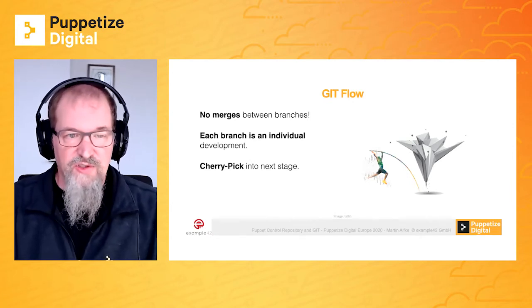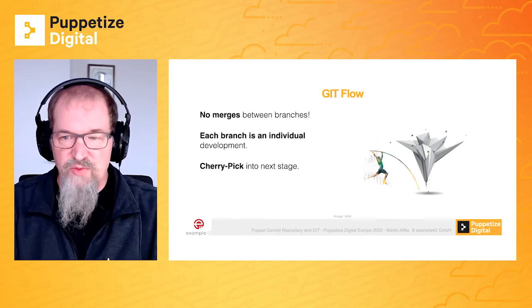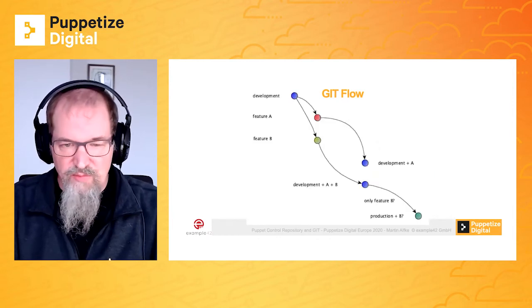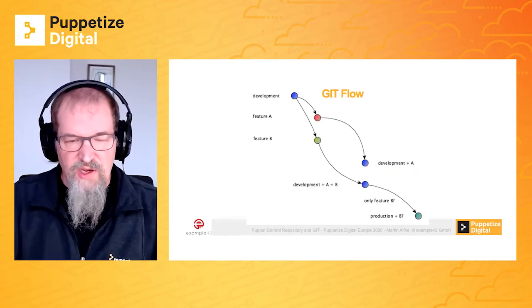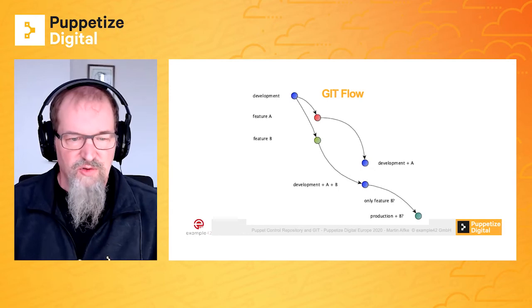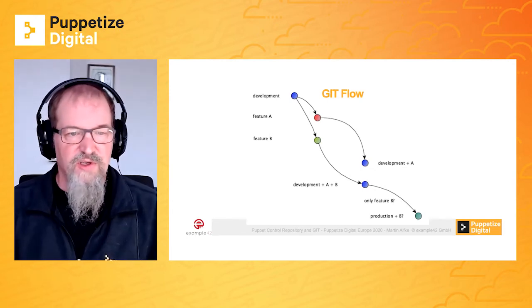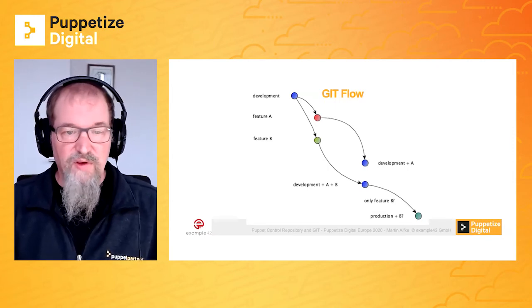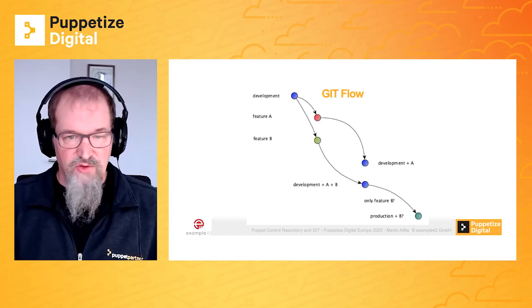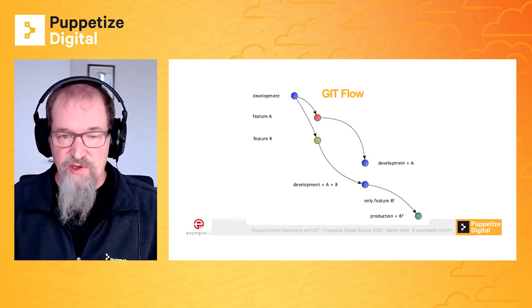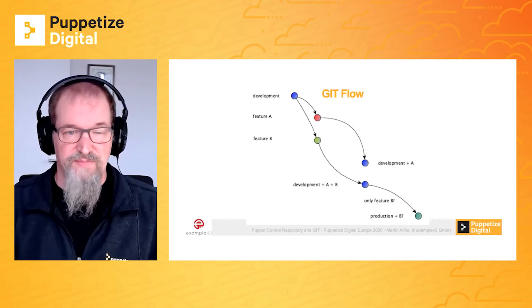Back to the question, why no merges between branches? When you do merges between branches, you're saying you have the history that you merge into the next branch. So consider the following situation. You have your development branch. You have two feature branches, feature A and feature B. Feature A is, again, easy to develop, so you're bringing this branch into your development branch, merge it back.